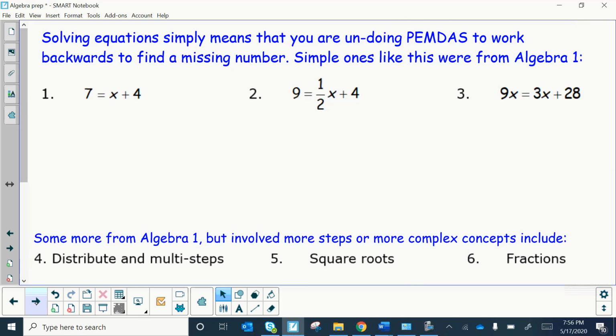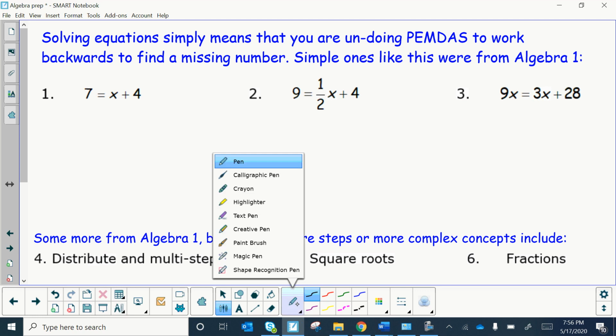So first off, we're going to start off with real simple solving equations. Solving equations simply means that you are undoing PEMDAS to work backwards to find the missing number. Okay, simple ones like this are from Algebra 1. So let me get my pen, and we're going to show every step.